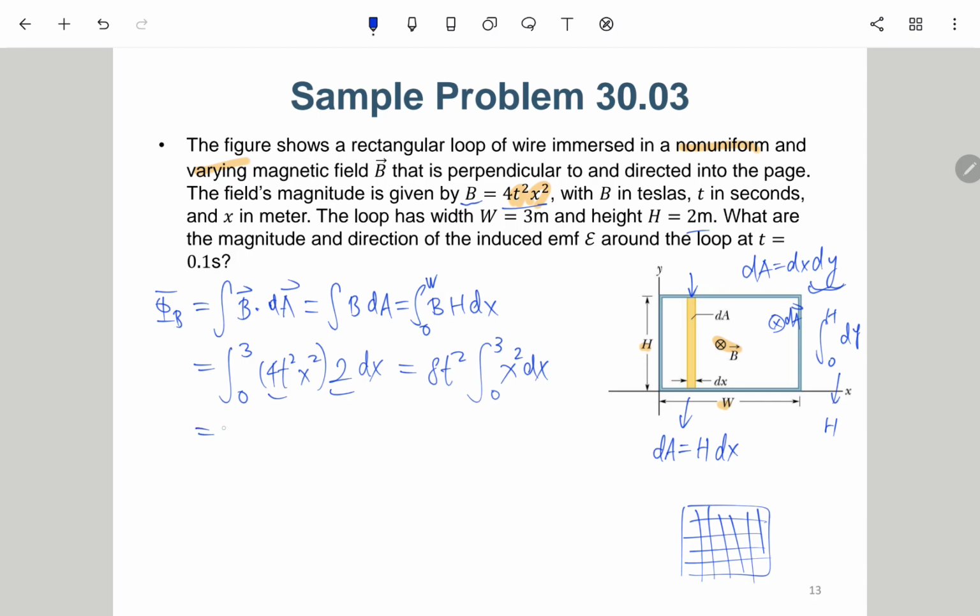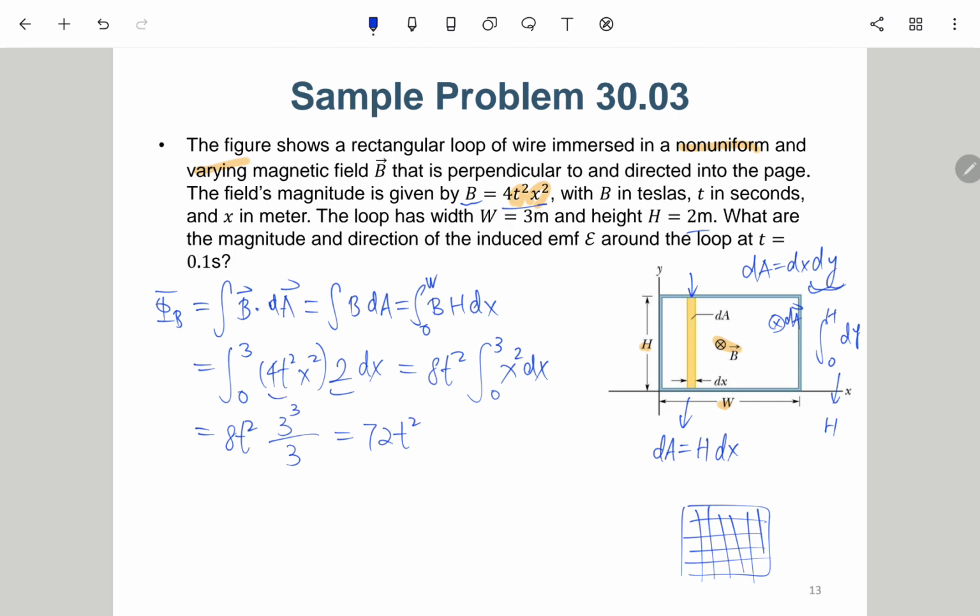In such a way we have 8t squared, and then the antiderivative of x squared is nothing but x cubed over 3. We evaluate from 0 to 3, which means we have 3 cubed over 3 minus 0 cubed over 3, which is 0. So it turns out to be nothing but 72t squared. This is the expression of phi B, the magnetic flux through this loop, and it's actually going into the page.